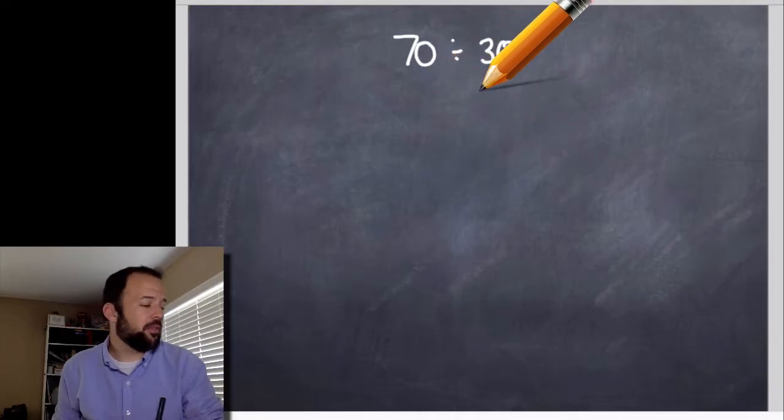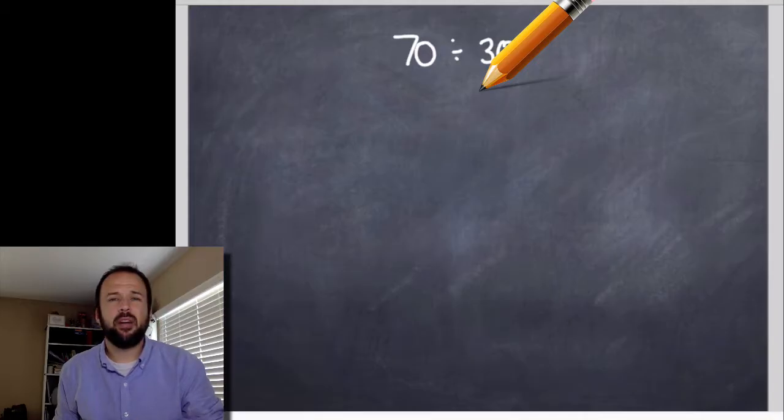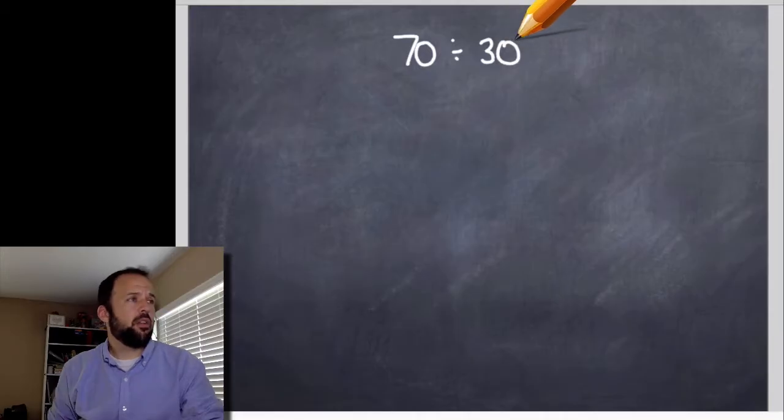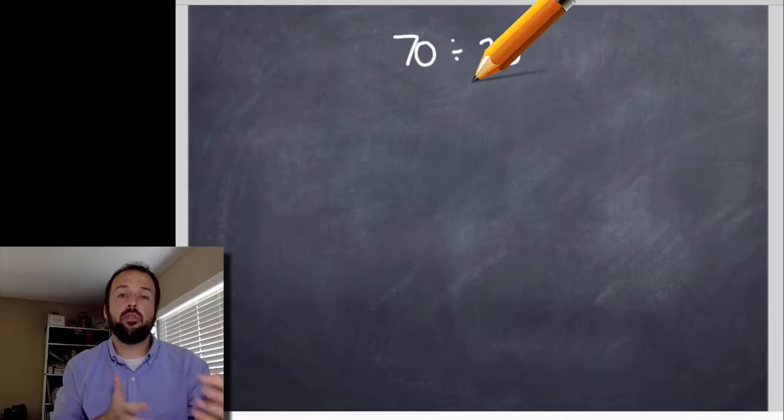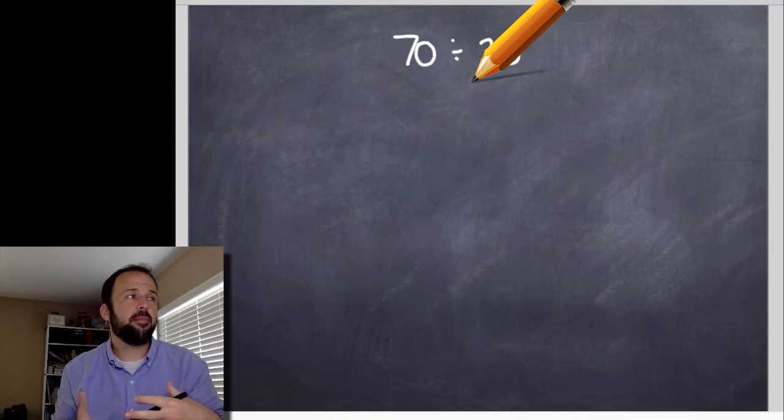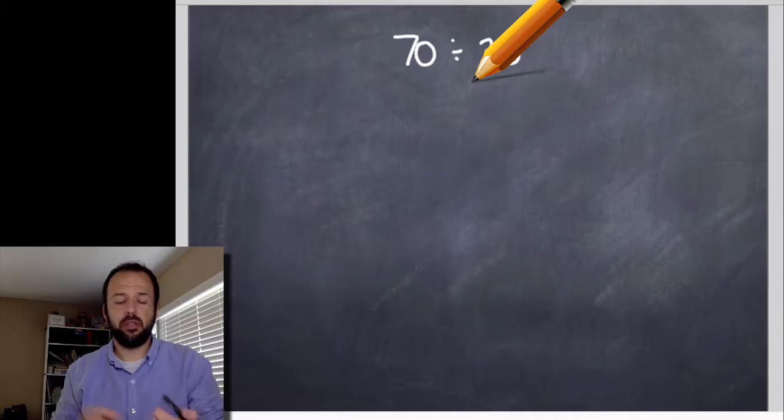So in this problem of 70 divided by 30, what's the divisor? What are we dividing by? Right, 30. 30 is going to be our divisor. So if this is what we're dividing by, we want to use estimation first, like we've learned previously, to help us out. And I think of all the operations that we learn about, addition, subtraction, multiplication, division, division is one where estimation really comes in to help the most.